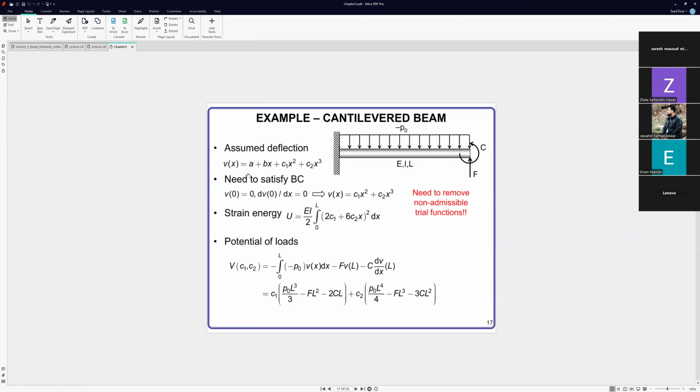This means that we have the potential energy with respect to A, B, C1, C2, set to 0. Now we need to satisfy the boundary conditions. Here we have a cantilever. If we have x equal to 0, all terms are 0, and here we have V of x equal to A. This is not logical, because V here should be 0.